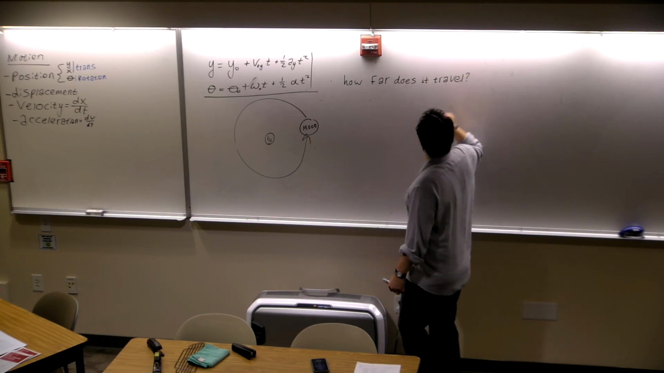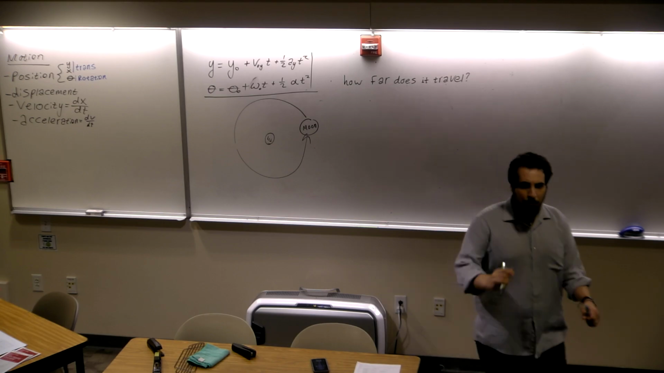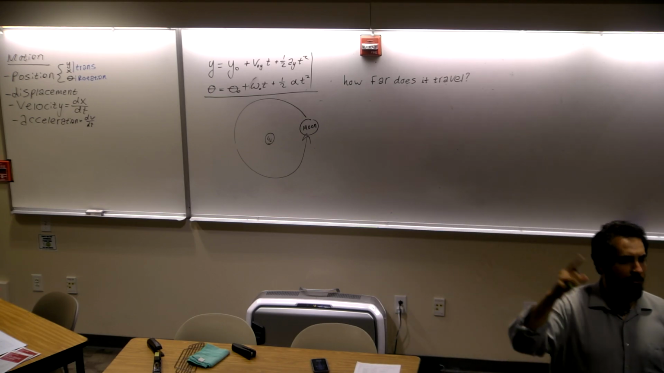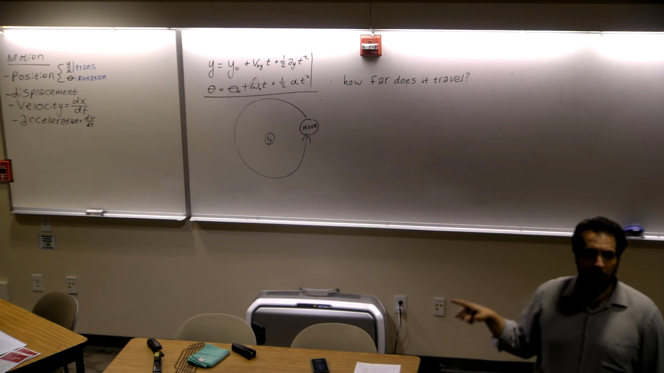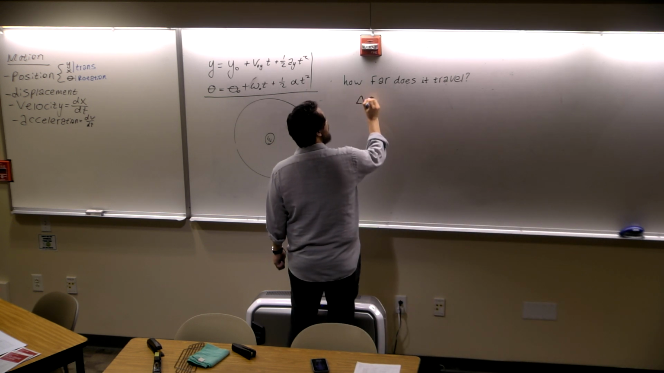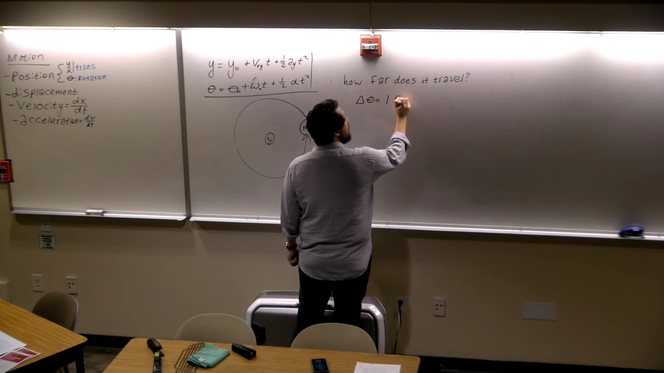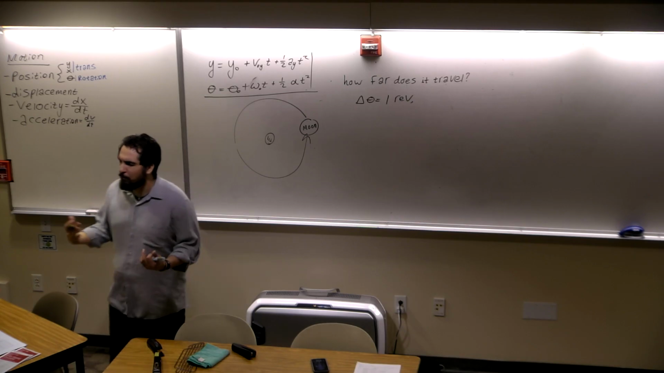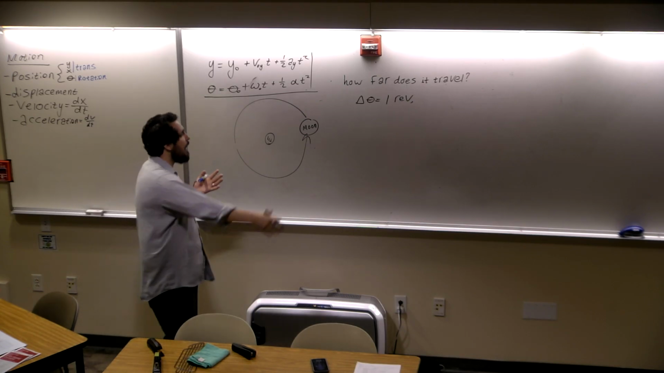We can answer this question with our rotational quantities. How far does it travel? Well, it travels 360 degrees, right? It travels one revolution. So we might say delta theta is equal to one revolution. That is a way to describe its displacement. It undergoes one revolution during an orbit.